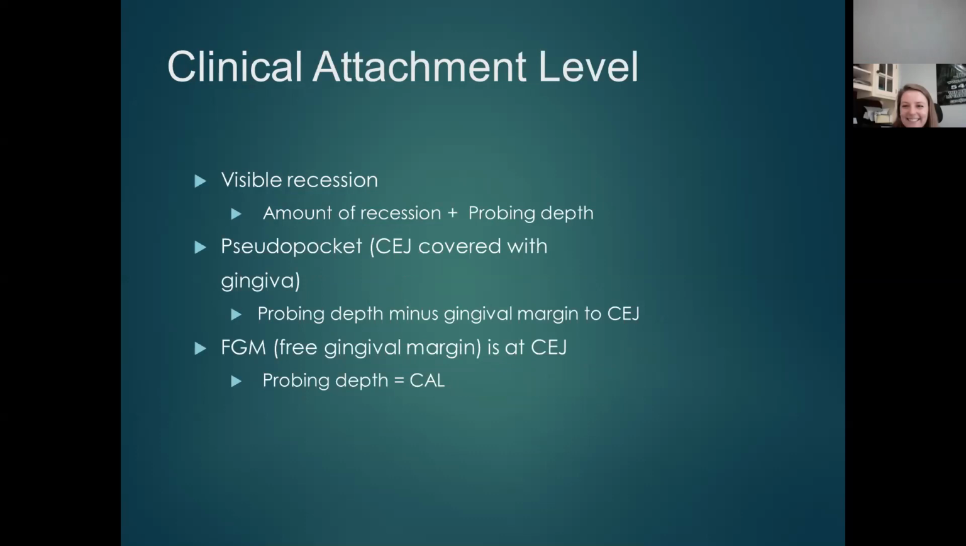You've got a pseudo pocket where the gingival margin is above the CEJ. So that is the probing depth minus the free gingival margin. And then you've got your free gingival margin. When it's at the CEJ, they equal each other. So we're really confusing and muddying the water here. But for a pseudo pocket, everything is above the CEJ. If the gingival margin is at or within a millimeter above the CEJ, we are considering that equal to the CAL.